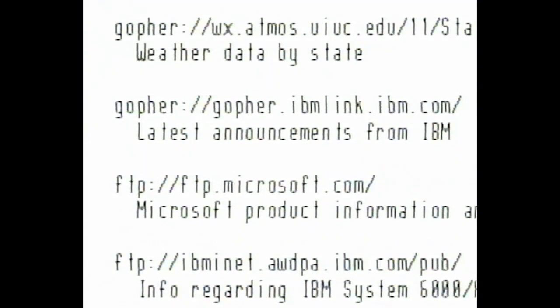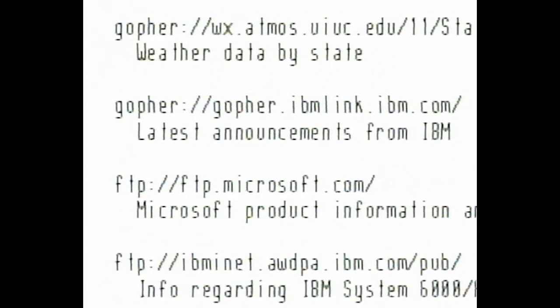Look at the first address on the screen. It starts with Gopher://. This tells us that the address is a Gopher site. More about that in a moment. The middle section between the slashes is the address of the computer where these files are physically stored. WX is an abbreviation for weather, and ATMOS probably means atmosphere. UIUC.edu is the domain. The edu tells us it is an educational institution.